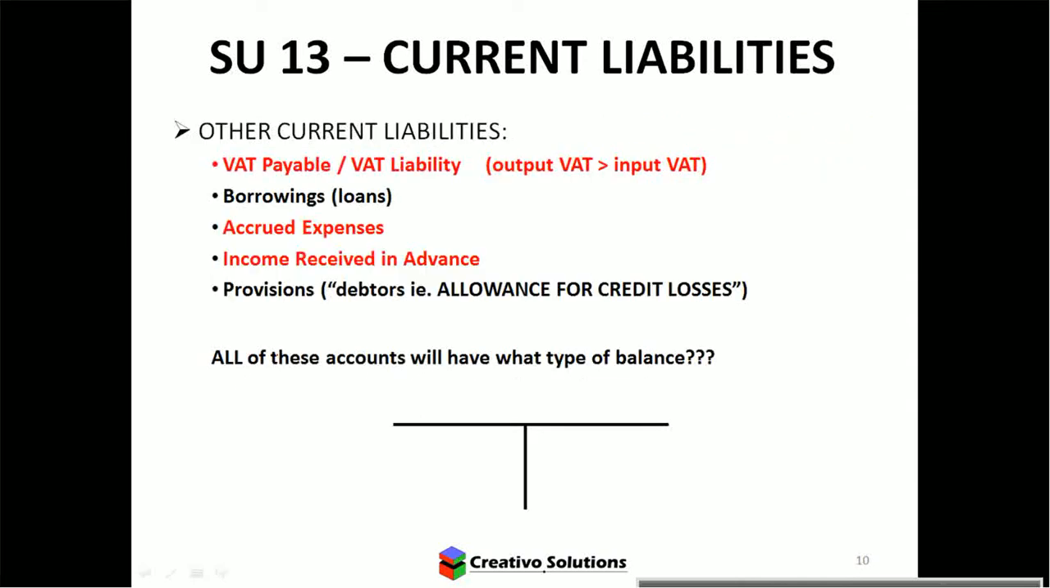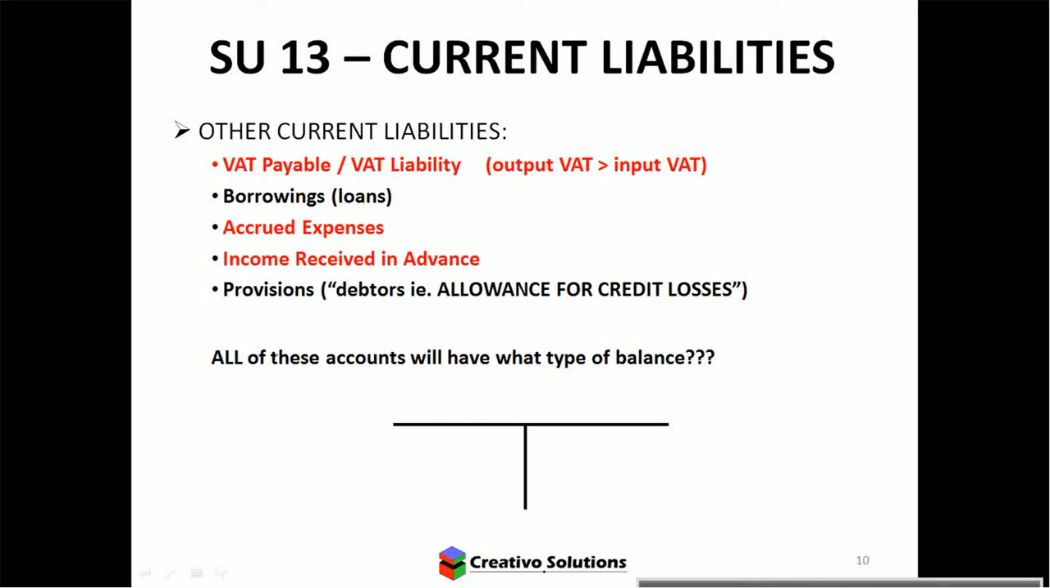These are some of the other current liabilities that you can get. We spoke about VAT not so long ago. VAT is obviously a liability if which is bigger, input or output? Output. Why is output bigger? Why must it be bigger to have a liability?